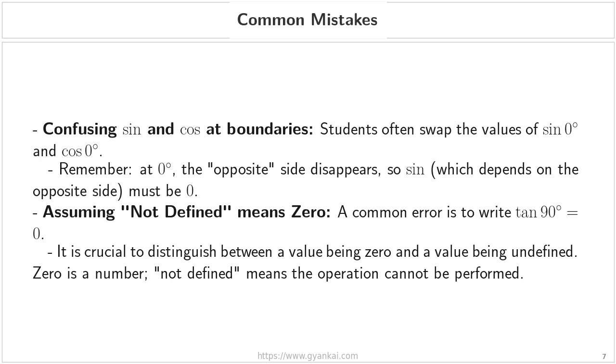Second, please be very careful not to assume that not defined is the same thing as 0. I often see students writing that tangent 90 degrees equals 0, but that is mathematically incorrect. As we discussed when looking at the reciprocal ratios in slide 5, 0 is a specific numerical value, whereas not defined means the operation, specifically dividing by 0, simply cannot be performed. There is a massive difference between a result being nothing and a result being impossible to calculate.